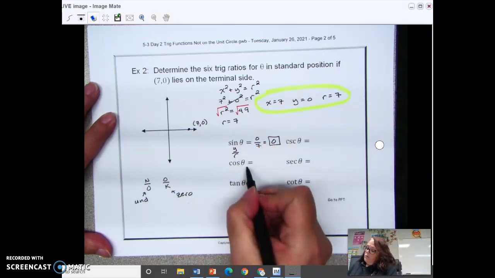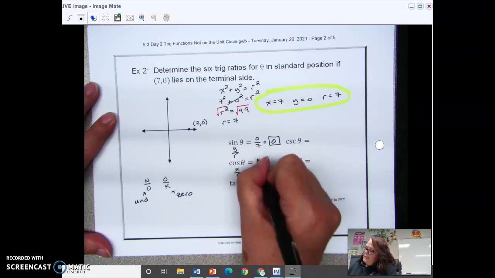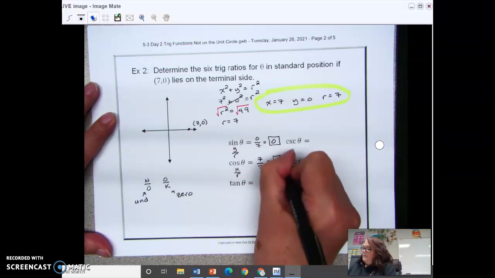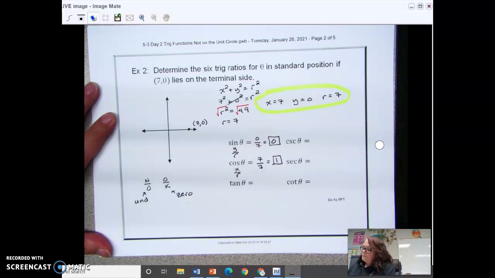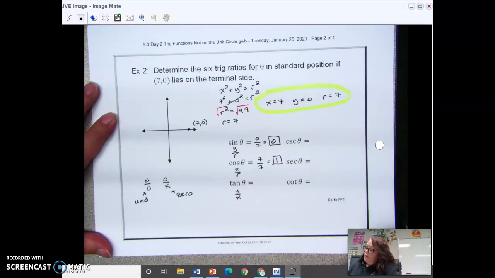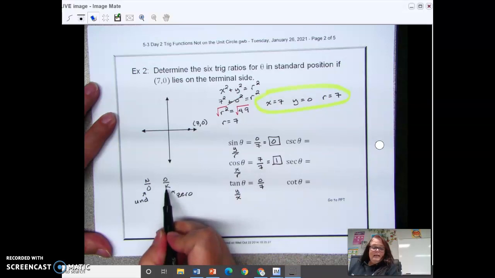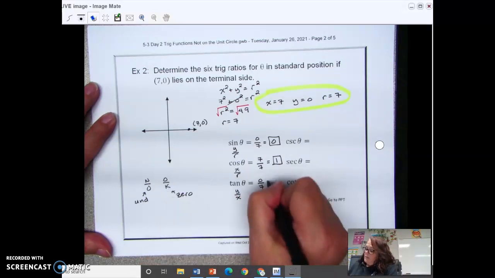On the next one, cosine of theta is going to be x over r. So my x value is 7 and my r value is 7, and 7 divided by 7 is 1. My tangent value is going to be opposite over adjacent, so y over x. So I get 0 over 7, and again, that looks like an okay, so that's going to be 0.